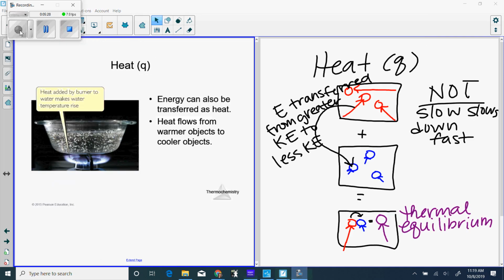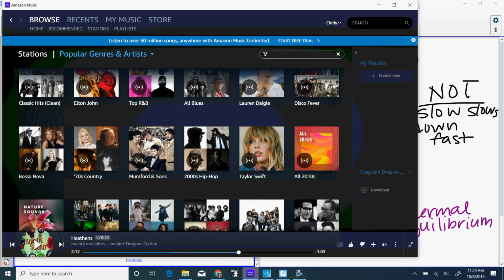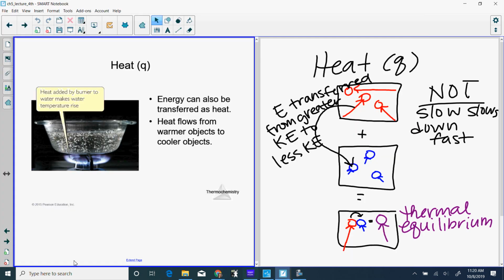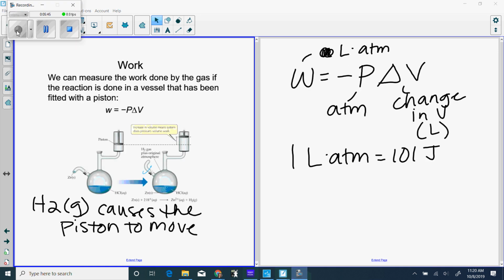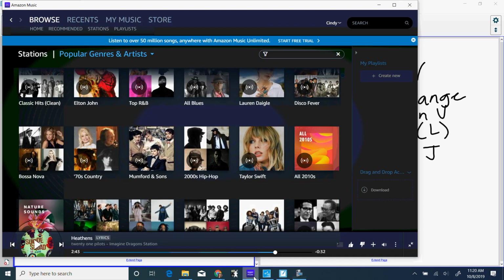Then talk about red things, blue things, long tails, short tails, purple things, and use the word thermal equilibrium. Then talk about how this picture shows chemistry doing work. Ready, go.